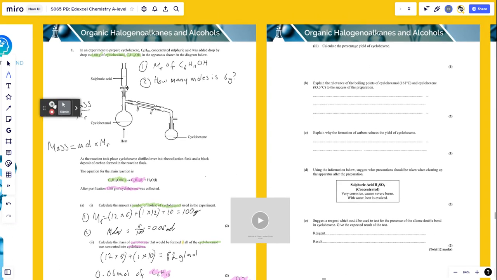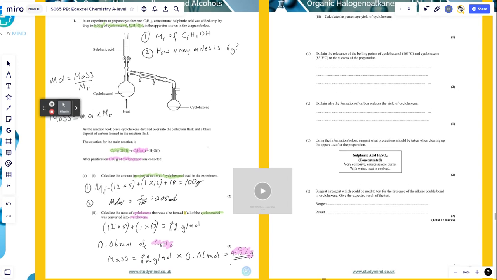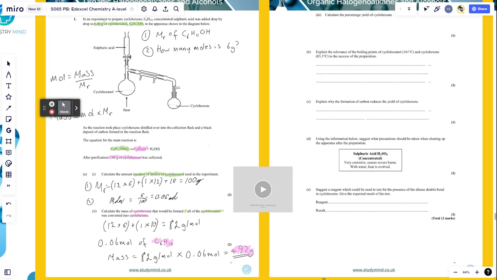So calculate the percentage yield. Well, the percentage yield is going to be what percentage of the theoretical amount that we could have got did we actually get. So we got this. We could have got that. So how would we use that information to work out the percentage yield?